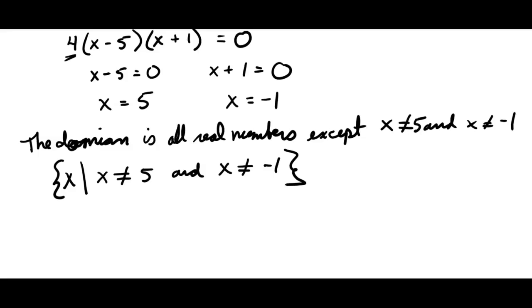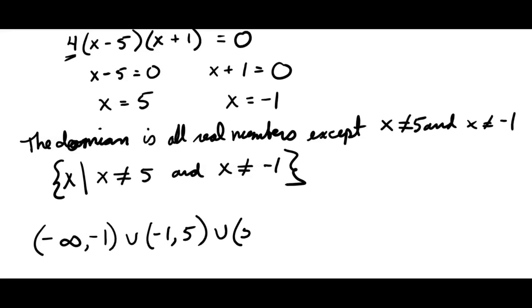Okay? The interval notation, in case somewhere, someplace, somebody asks, hey, what is interval notation? It's going to be all the real numbers up to negative 1. You do have to go from left to right on the number line. Then all the numbers between negative 1 and 5. And then all the numbers bigger than 5. So this is the interval notation.